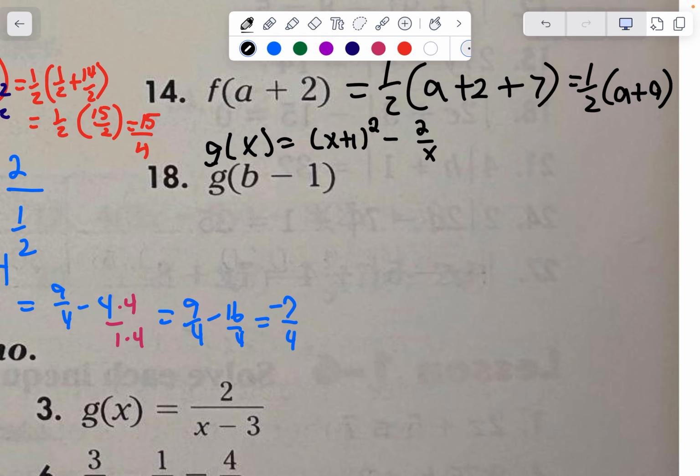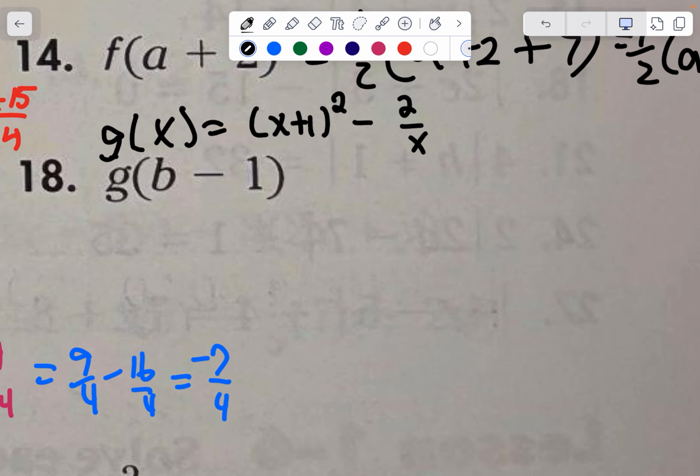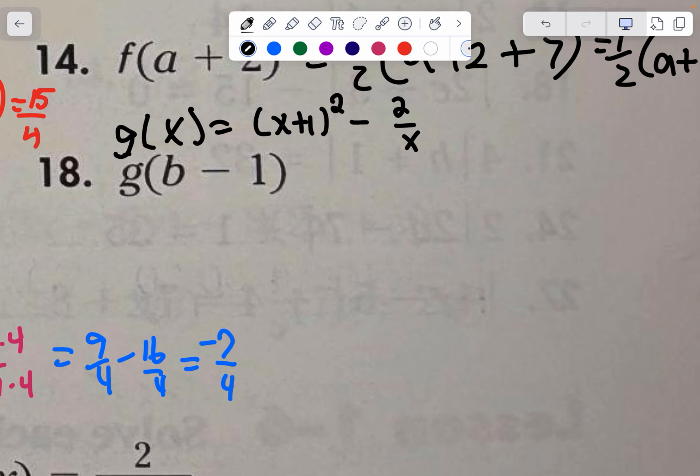Okay, that's the equation, right? Or the function. So remember what you're going to do. You are going to remove the x, and it's going to be replaced with b minus 1. So that's the first thing. Just take out the original x, plop in b minus 1. Okay? So it's going to be (b minus 1 plus 1) squared over negative 2 over (b minus 1).